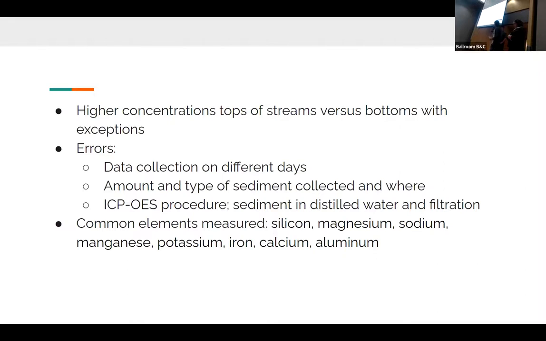Also, our actual procedure in the lab at Central: when we were filtering the samples, some of them didn't filter very well, and so more soil than we wanted got into the final sample to be measured, which likely caused a much higher reading than what we got in our other samples. And then those are the common elements that we measured in the highest concentrations.